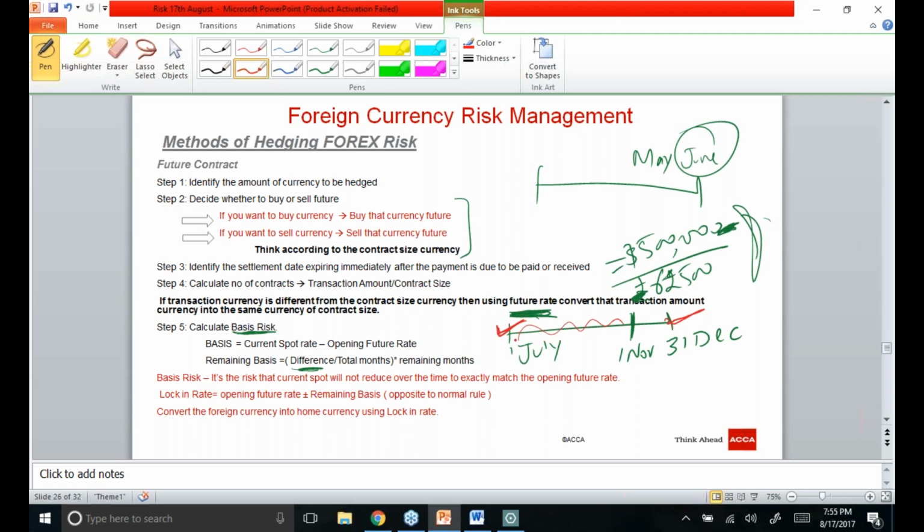So take the total difference, the difference between the current spot and the opening future rate, and divide it by the total time period in months. Multiply it with the remaining months. In this scenario, 4 months have passed and the remaining months are 2. So this will be the remaining basis.